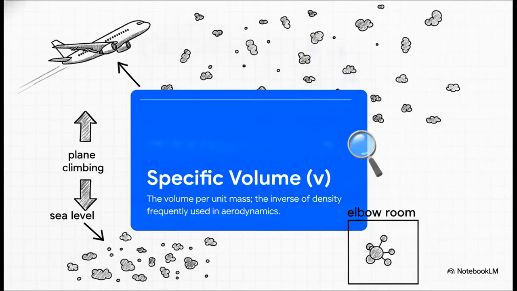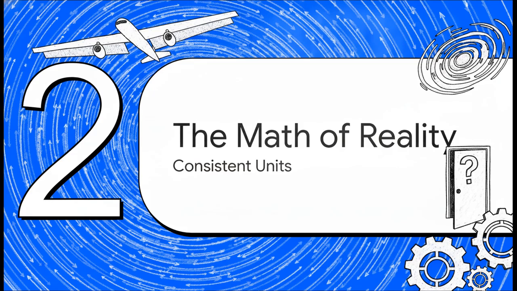Okay, let's move to a concept that's closely related to density, called specific volume. Mathematically, it's just the exact inverse of density, 1 over rho. But instead of thinking of it as a fraction, I want you to picture it spatially. It's the amount of physical elbow room each kilogram of air gets. Down at sea level, the air is packed super tight, so it has a low specific volume. But as a plane climbs up to, say, 35,000 feet, the air really spreads out. That specific volume increases drastically. Because of that, the plane actually has to fly faster just to scoop up enough of those spread out molecules to stay aloft. Which brings us right to section 2, the math of reality.